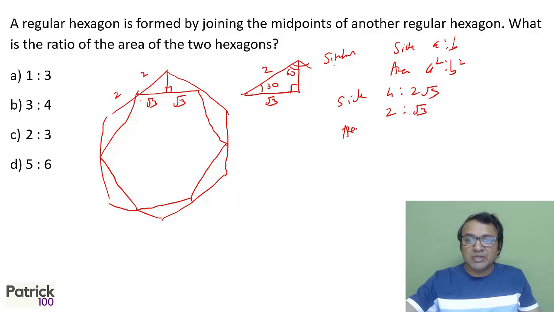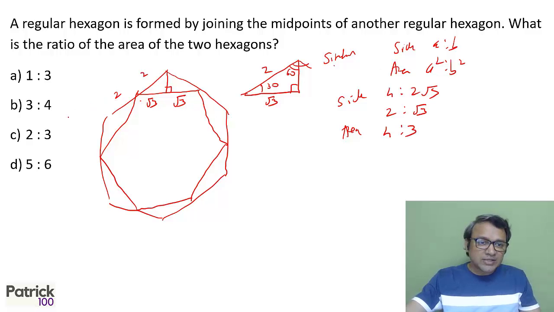So the ratio of the areas will be the square of it, which will be 4 is to 3. Now, since the smaller hexagon is first in the ratio, we get the answer 3 is to 4. That will be the answer.